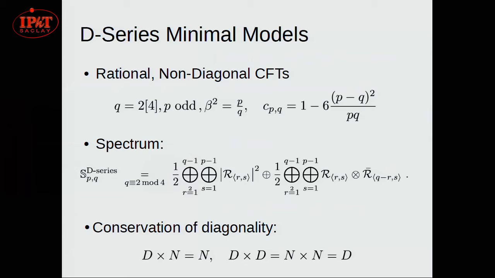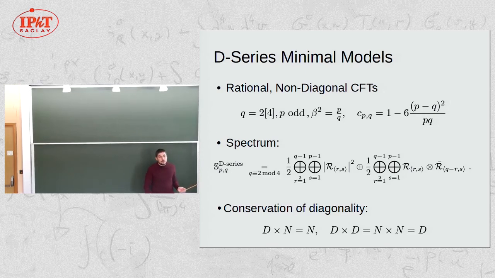Furthermore, these theories have an interesting feature which we call conservation of diagonality. That means that if we take the OPE of two fields, one diagonal and one non-diagonal, then we will get a sum over the non-diagonal sector of the spectrum, this one.